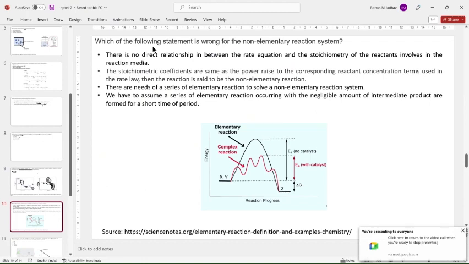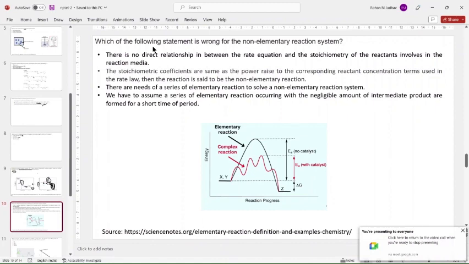Okay, let's see. There is no direct relationship between the rate equation and the stoichiometry of the reactants involved in the reaction. The stoichiometric coefficients are same as the power raised to the corresponding reactant concentration terms used in the rate law, then the reaction is said to be non-elementary. The third is there are needs of a series of elementary reactions to solve a non-elementary reaction system. We have to assume a series of elementary reactions occurring with a negligible amount of intermediate product formed for a short period of time. So if you analyze these statements, you can see that statement 3, right?